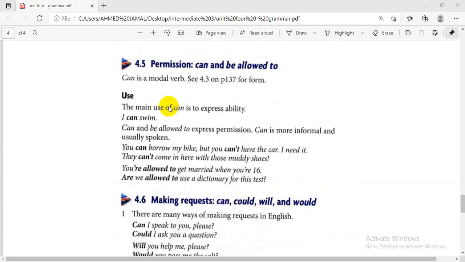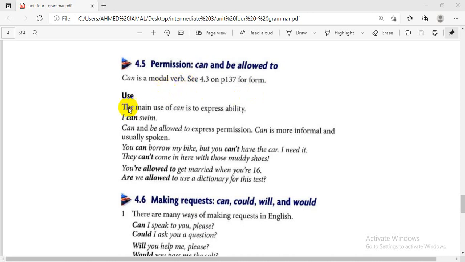4.5 Permission: can and be allowed to. Can is a modal verb.